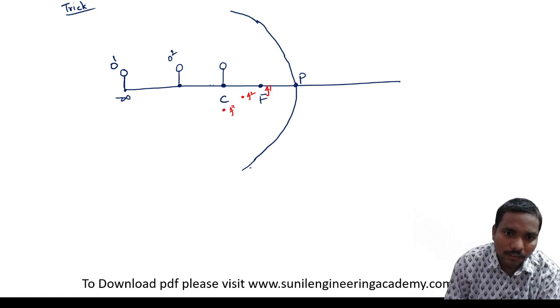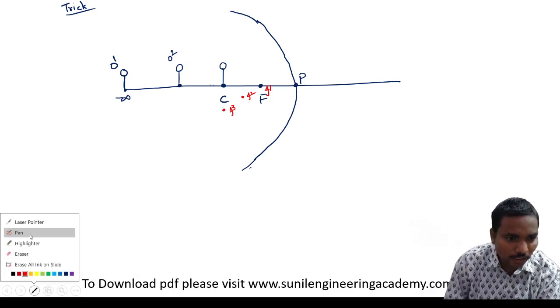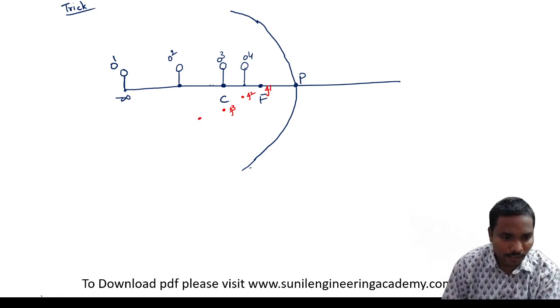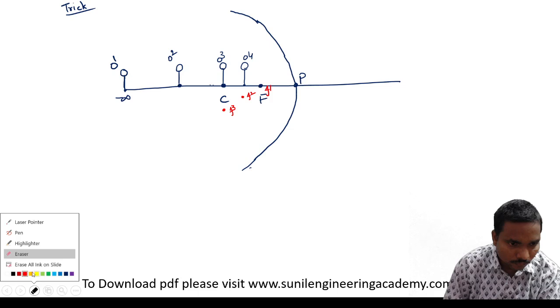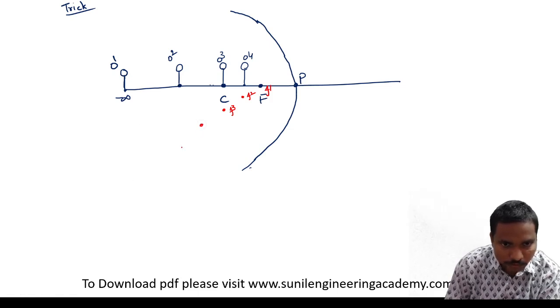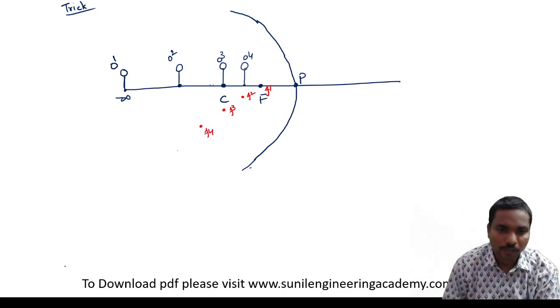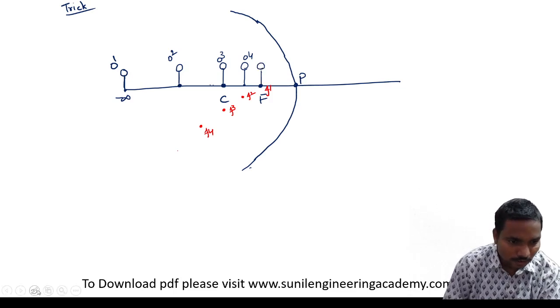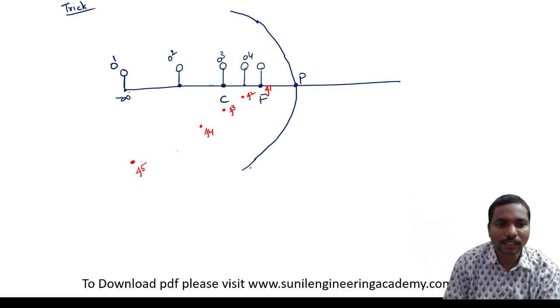Image 3. And if you move your object again between C and F, that is at this point, okay, this is object 4. And where do you get your image? Your image is here, beyond C, correct? Beyond C. Image 4. And if you move your object to the focus, you will get your image at infinity.